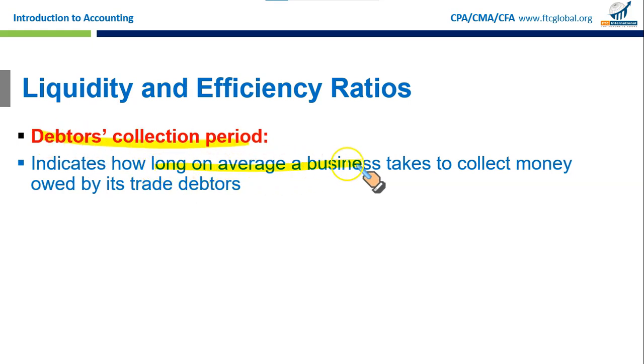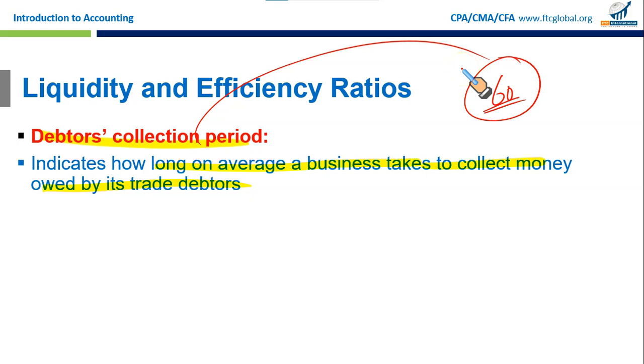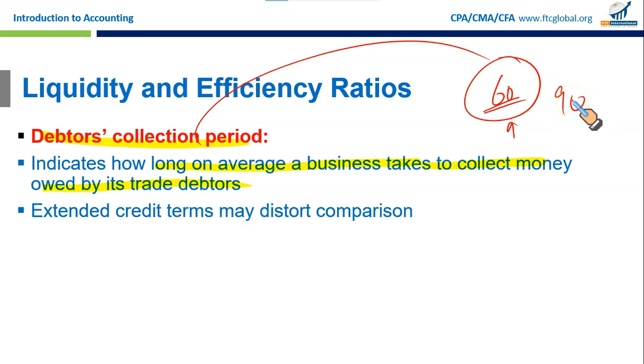how long an average business takes to collect money owed by its trade debtors. Like for example, we have allowed 60 days trade credit. Our customers should pay the invoice within 60 days. If they are taking longer, if our average collection period is longer than 60, it means our collection procedure isn't good. Our credit collection department is not doing well. So it has to be around 60. If your result is nearly 90, that means the collection process is inefficient.